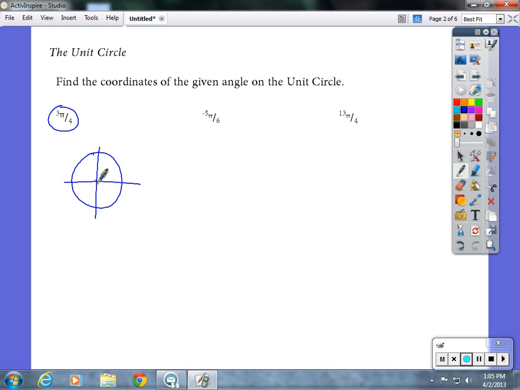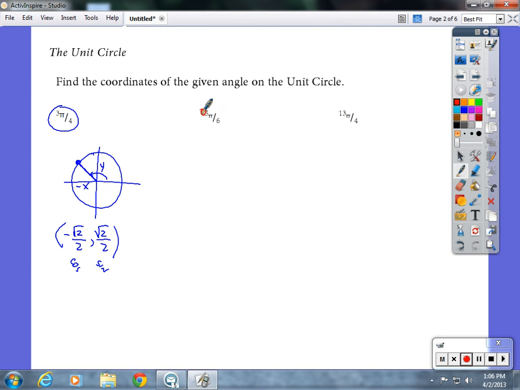Where is 3 pi over 4? It is in the second quadrant, right here. What are the coordinates of that angle? x will be negative, y will be positive, so we're looking at negative root 2 over 2, comma, root 2 over 2. That's a memorization thing. Remember that those coordinates represent the cosine and sine value at that particular angle, which is 3 pi over 4.